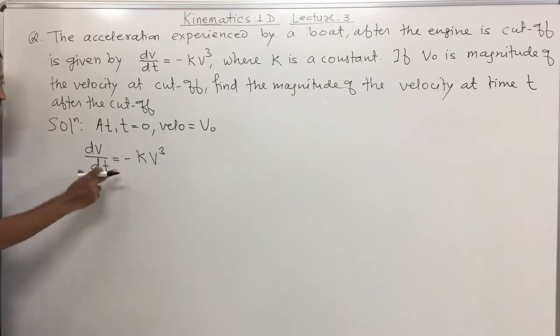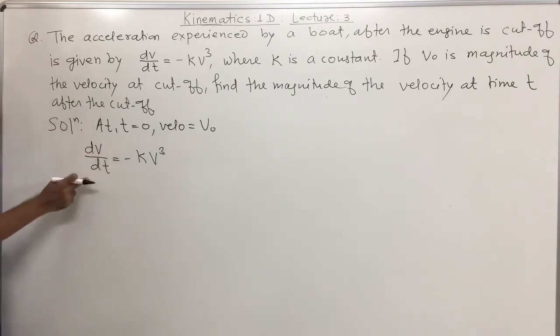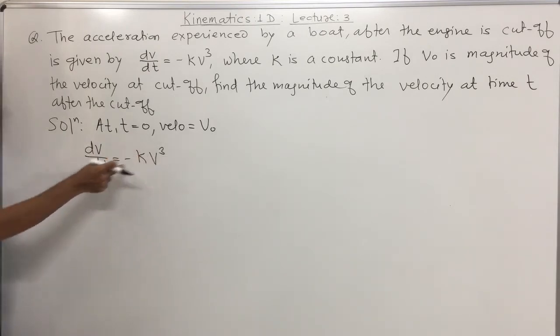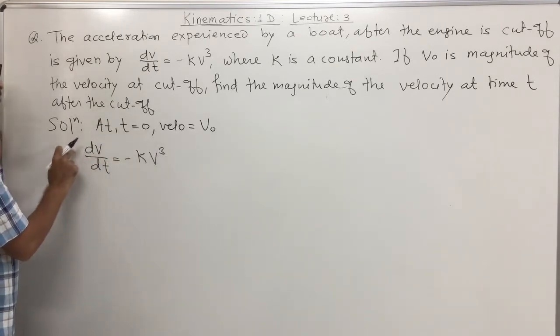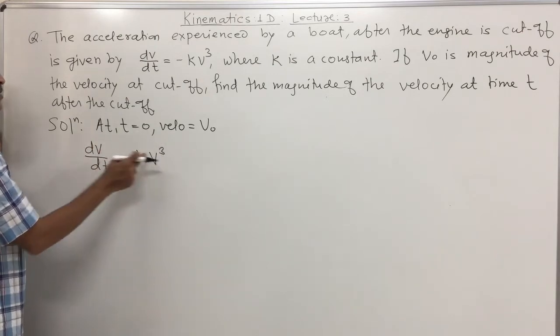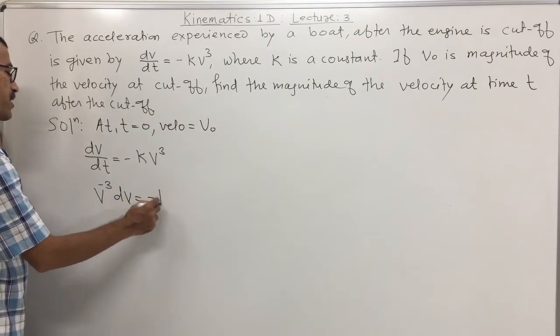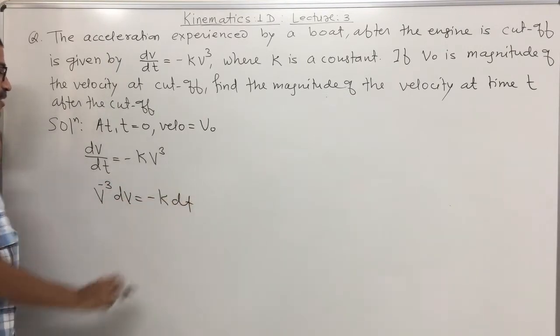Now from this equation of acceleration, we'll find the equation of velocity in terms of t. But dv is here and v cube is here, that means we'll change the position. If we keep v cube on the left side, it becomes v to the power minus 3, right? That means v^-3 dv equals minus k dt, correct.